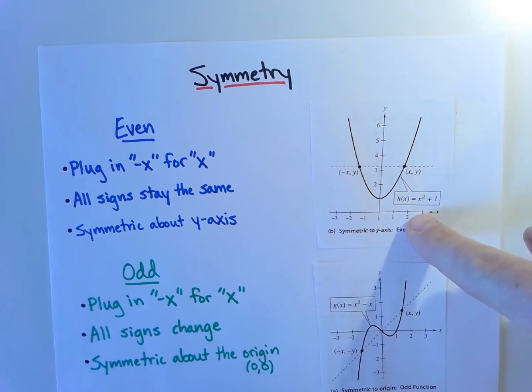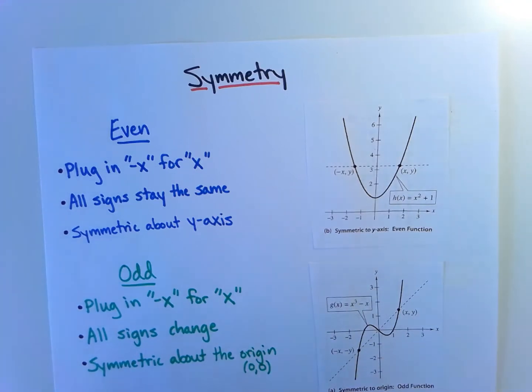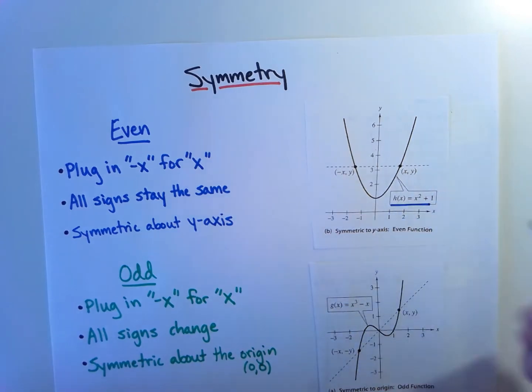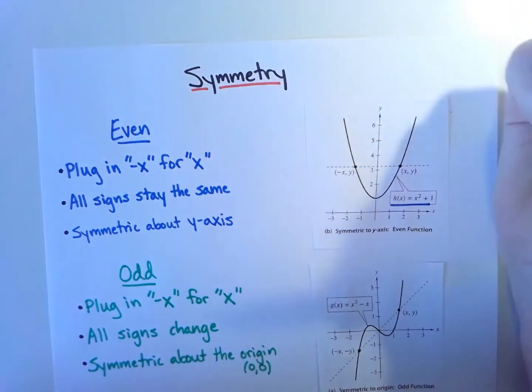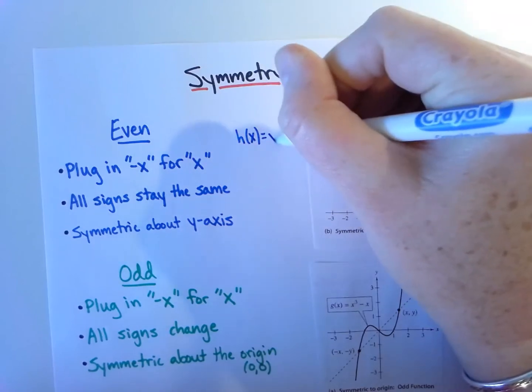So here is a picture of one that's even. I used a printed copy to make it look really nice and symmetrical that I might not have been able to do by just drawing it by hand. Then they labeled this function over here, h of x equals x squared plus 1. So I wanted to show you what we're talking about in these steps.